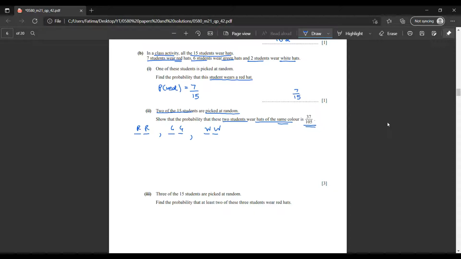But how exactly do we combine them? In this case over here, we have R and R, as in red and red. Both of these probabilities are occurring simultaneously. So that would basically indicate the probability of red into the probability of red, as in the probability of a student wearing a red hat being picked into the probability of a student wearing a red hat being picked.